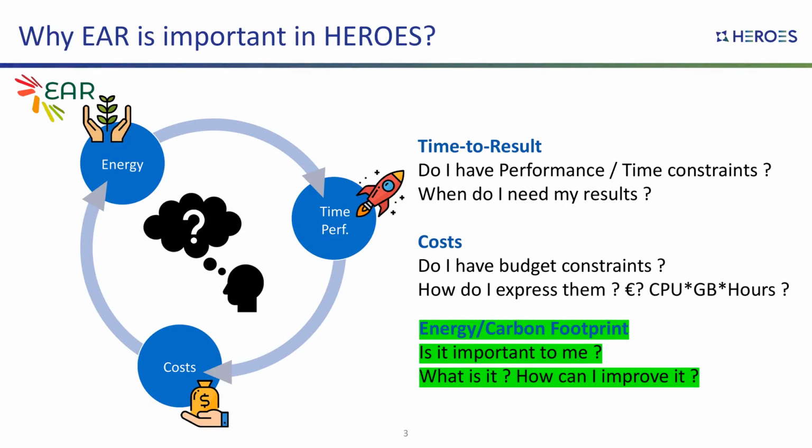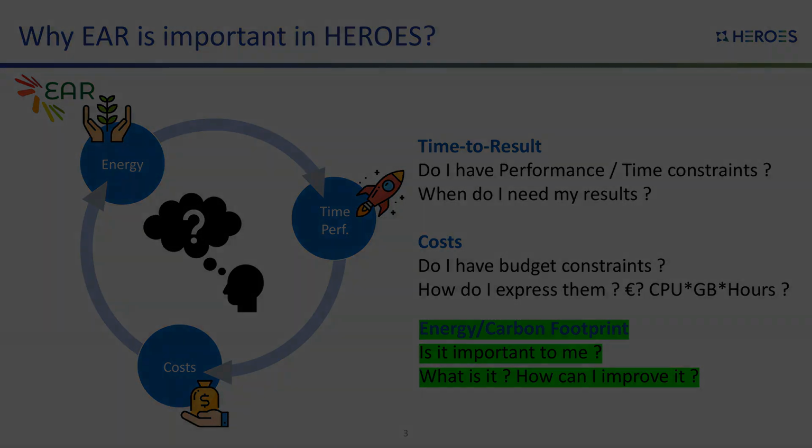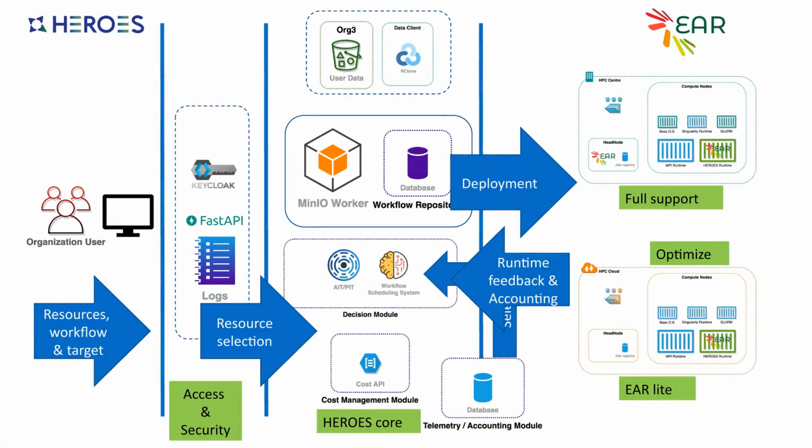Energy is a very important constraint in current and future workflow executions. EAR is the component in Heroes controlling and monitoring energy. EAR will be deployed and executed with workflows as part of the Heroes runtime. The decisions made by the decision module will use EAR-gathered data, updated over time.